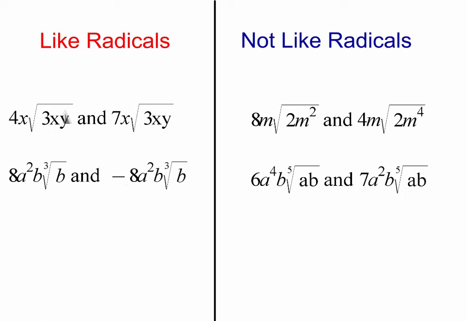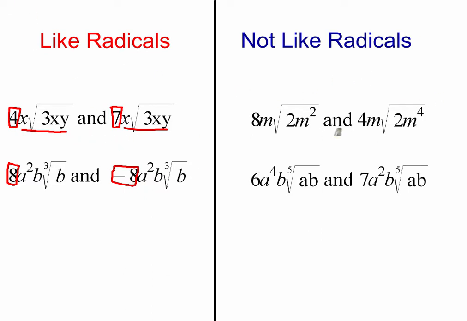4x times the square root of 3xy and 7x times the square root of 3xy are like radicals, because if I ignore my leading coefficient, everything else is exactly the same. Same thing down here. Here's my leading coefficient, 8. This is a squared b times the cube root of b. And here this is negative 8 times a squared b times the cube root of b. So because everything but my leading coefficient is the same, these are like radicals.